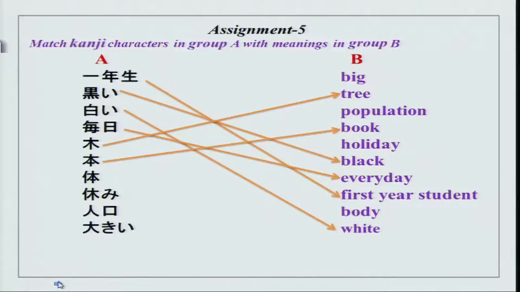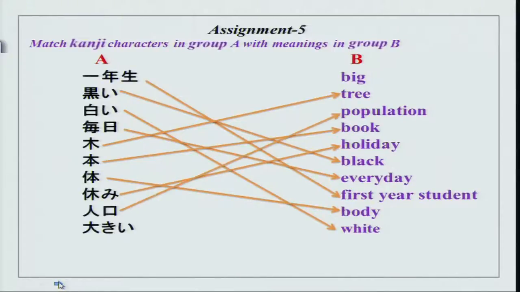hon. Well, this is very simple. I think I told you earlier also, just cut the key and make book out of it. Paper is made out of trees, so well, that's what it is. Karada, which is body, then yasumi, jinko, and in the end we have oki.